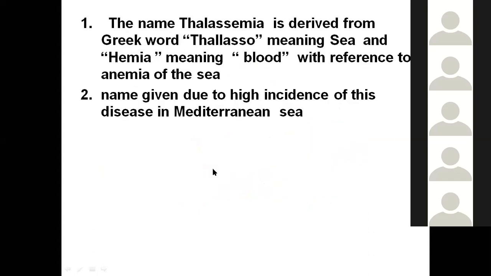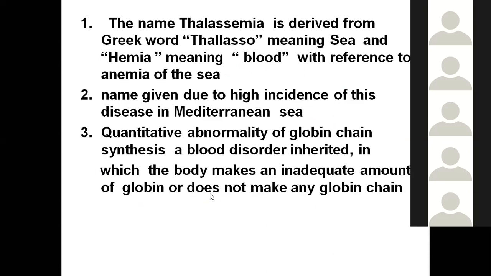Now the word thalassemia was derived from the Greek word thalos meaning sea and hemia meaning blood. It is with reference to the anemia of the sea. The name was given because for the people living near the Mediterranean Sea, there was a high incidence of this disease. It's a quantitative abnormality of globin chain synthesis, an inherited blood disorder in which the body makes an inadequate amount of globin or does not make globin at all.